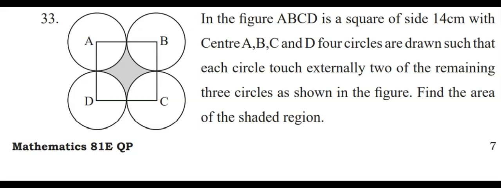As you can see, A and B are touching externally, and even these two are touching externally. All the circles are touching externally except two circles, which are this circle and this circle, which are not touching. Again, this circle and this circle are not touching. Rest all the circles are touching externally as shown in the figure. Find the area of the shaded region. As you can see, the area in between these four touching circles, this area we have to find. Let me solve this problem.